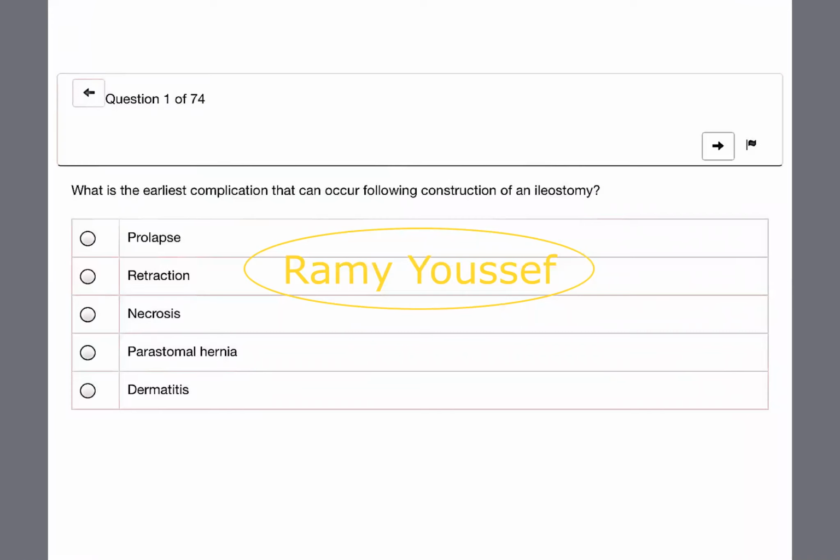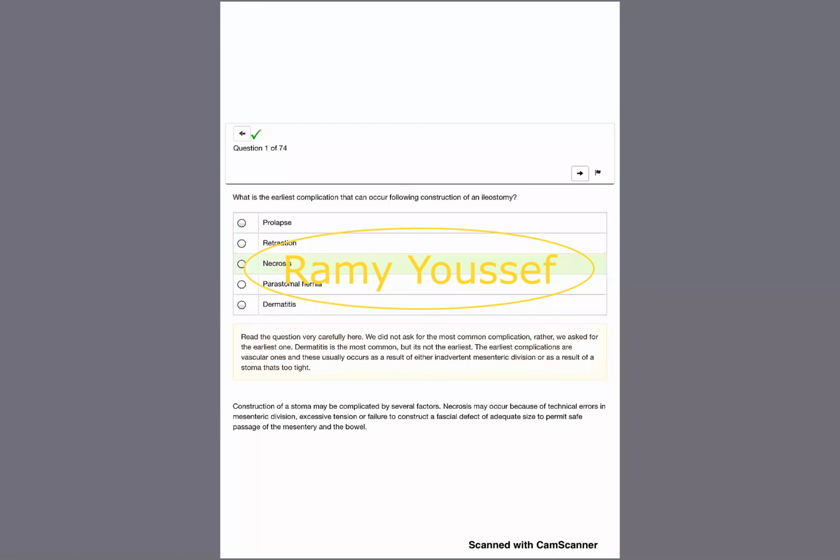Started. What is the early complication that occurred following construction of the ileostomy? Prolapse, retraction, necrosis, parastomal hernia, and dermatitis. So the earliest complication after construction is necrosis. C. Okay. Anyone has a different answer? Okay, exactly. Ischemia.